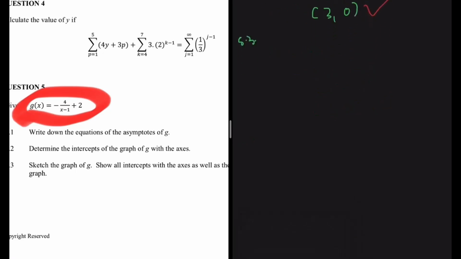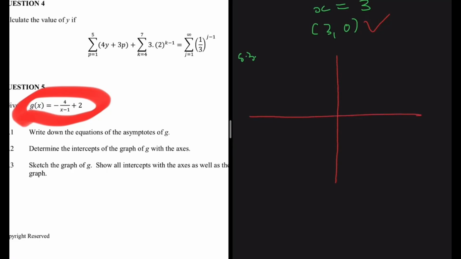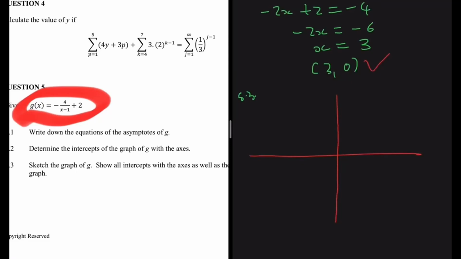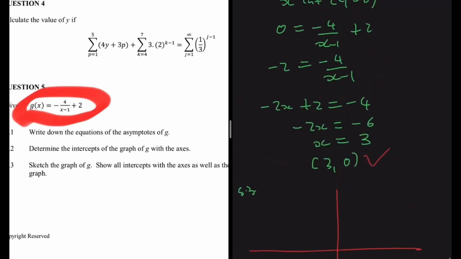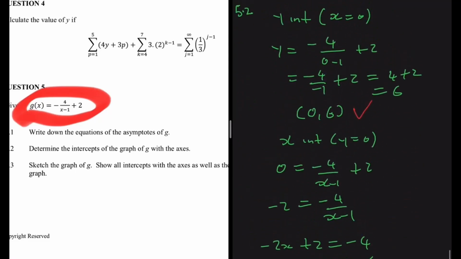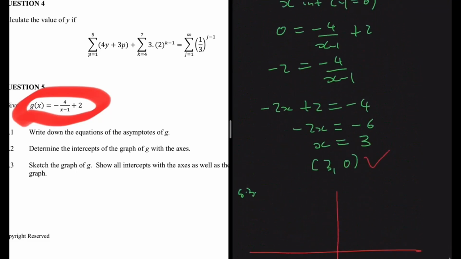So let's have our x-axis and see what we can do here. So we have our x-axis and then we have our y-axis, right? And then let's start with the equations of the asymptotes. We know that the vertical asymptote, we have x is equal to 1, right?